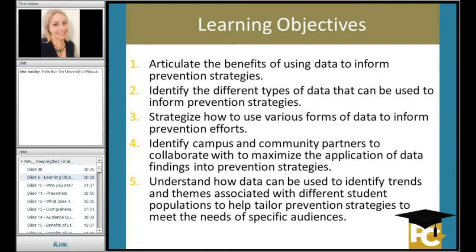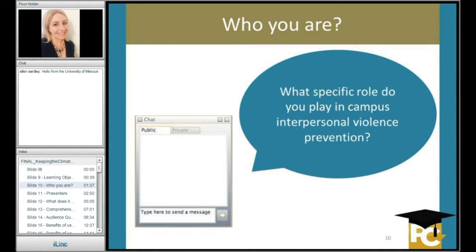We're going to talk about strategizing how to use various forms of data to inform prevention, and also look at how we can use campus and community partners to collaborate with in order to really maximize the application of data findings into prevention strategies. And finally, really understand how this data can be used to identify trends and themes associated with different student populations in order for us to tailor our prevention strategies and be specific to the communities that we're working with.